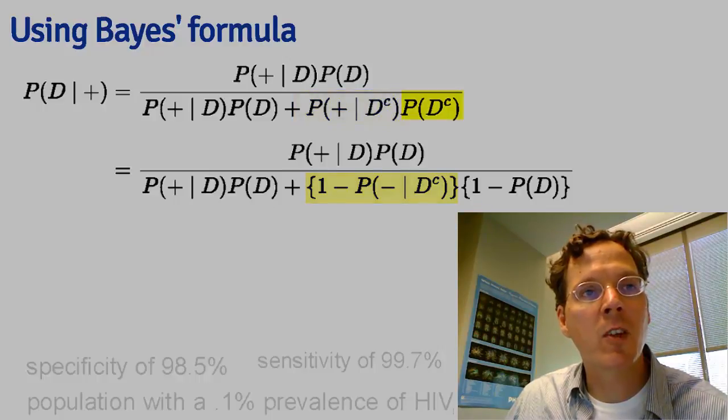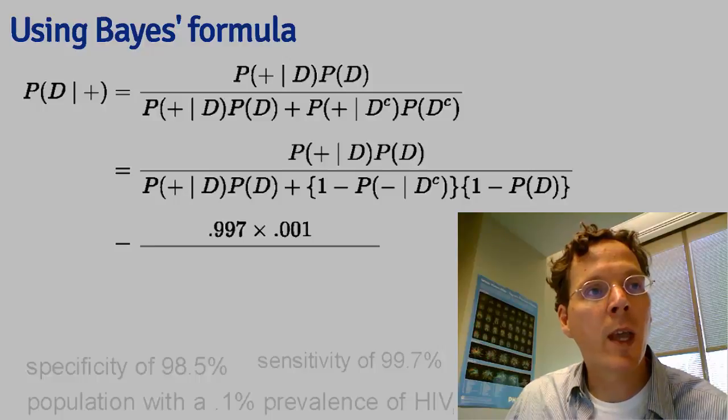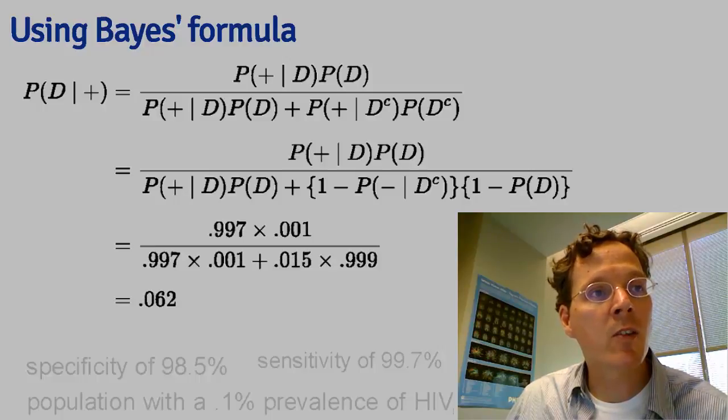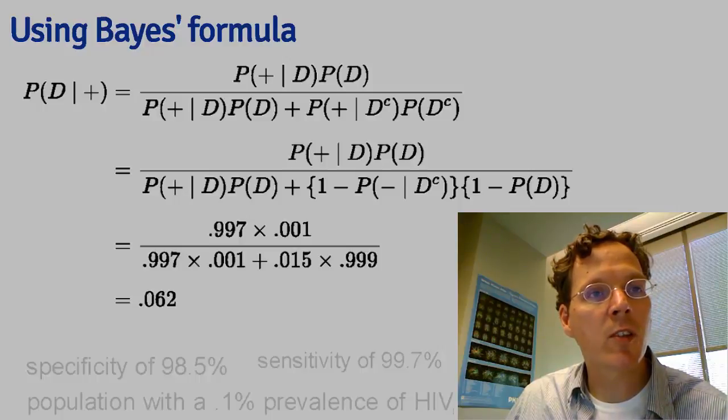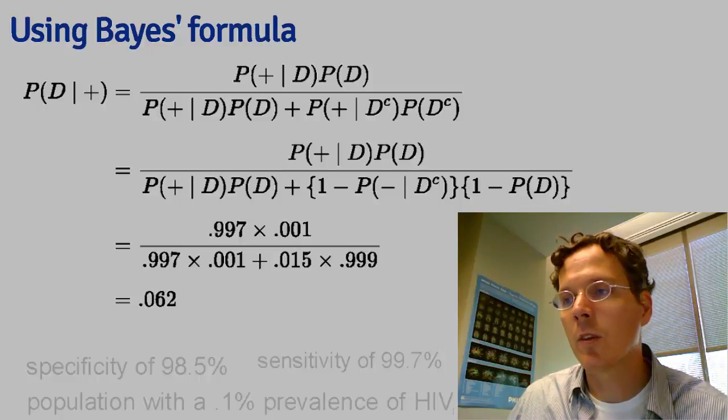And the probability of disease complement is 1 minus the probability of disease. Now we've rewritten it only in terms of things that we know, and we can just plug in the numbers and get 6% as our probability. So in this population, a positive test result only suggests a 6% probability that the subject has the disease. So in other words, the positive predictive value is 6% for this test.